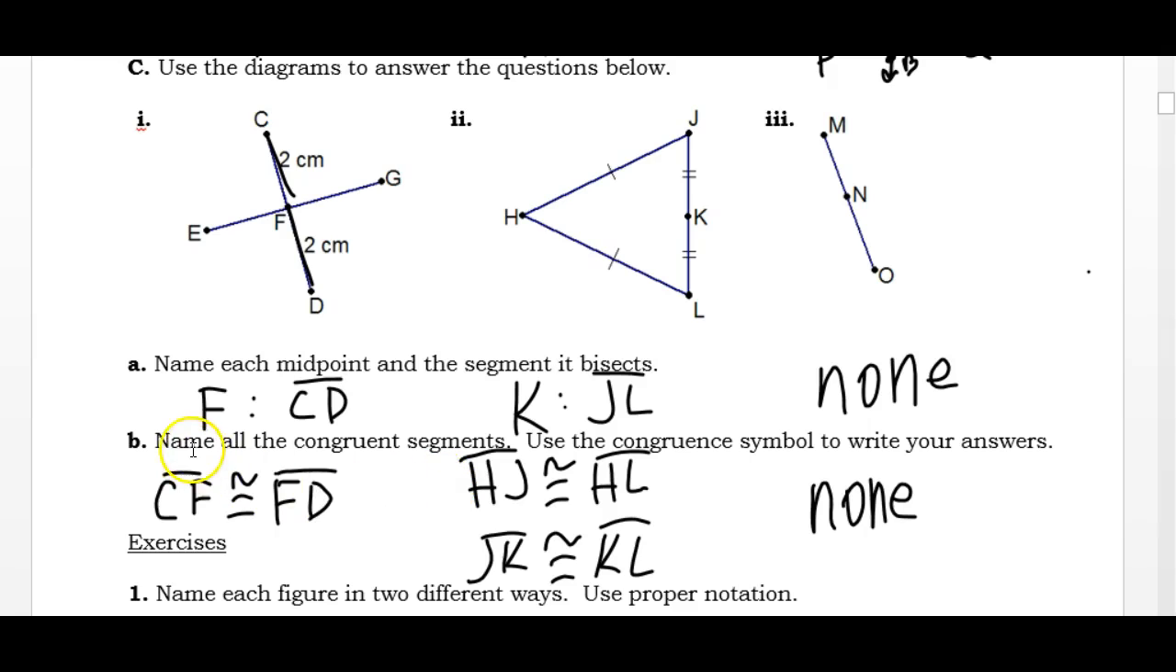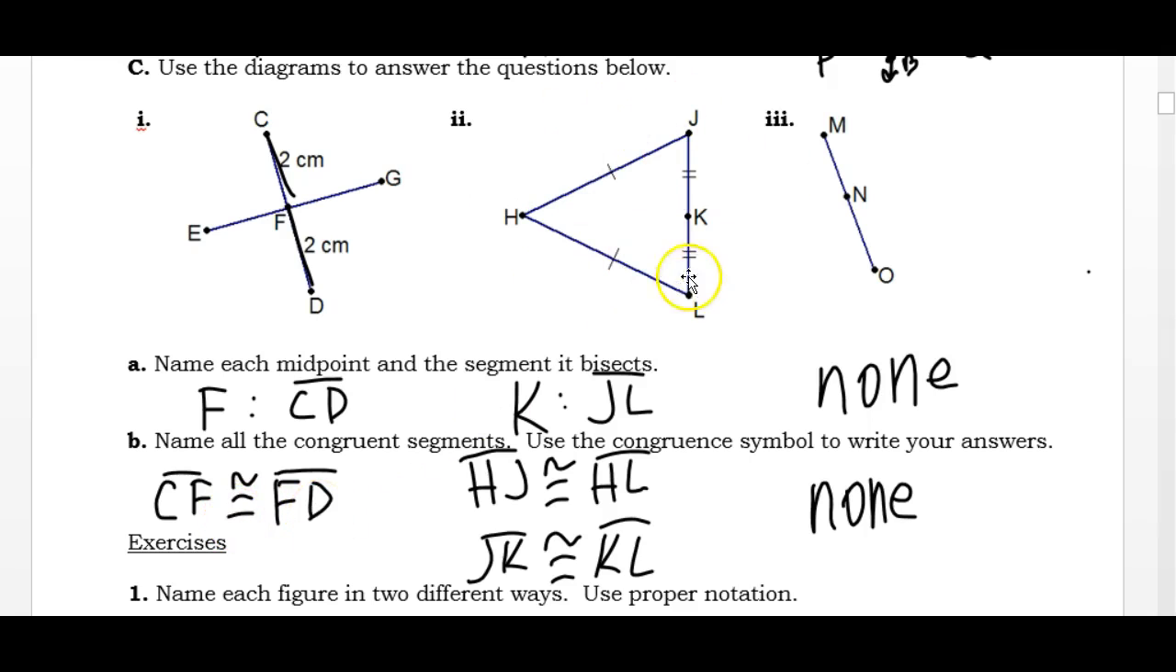My final example says, name all the congruent segments, use congruent symbols to write your answers. So we have CF is 2 centimeters and FD is 2 centimeters. Since they are the same shape and size, they are congruent. Segment CF is congruent to segment FD.